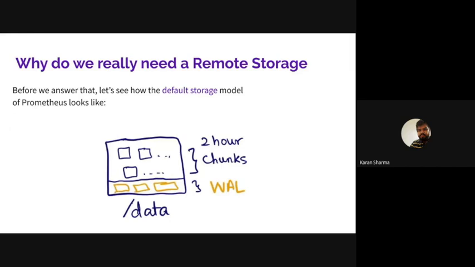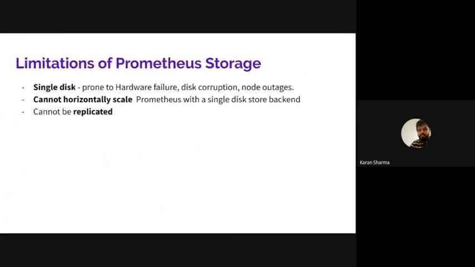So every time series sample that you see is present in one of these disks, stored on a file system. Now, we have some limitations in a single file system. First of all, if you are storing all the metrics on a single disk, you are prone to hardware failure or disk corruption. Not just that, even if the node goes down, the Prometheus data is unavailable for that period of time.